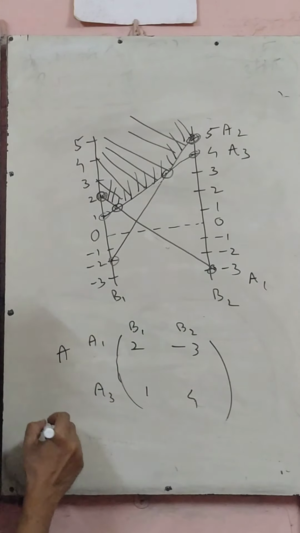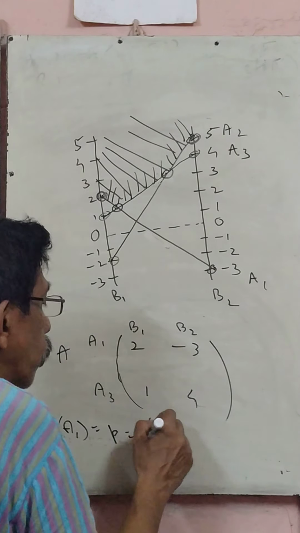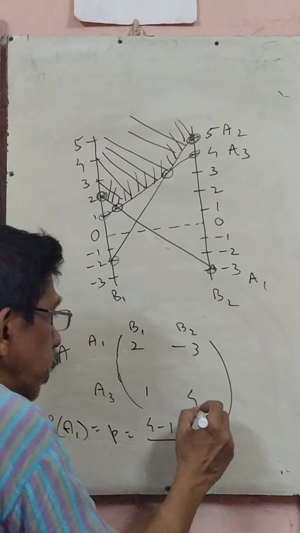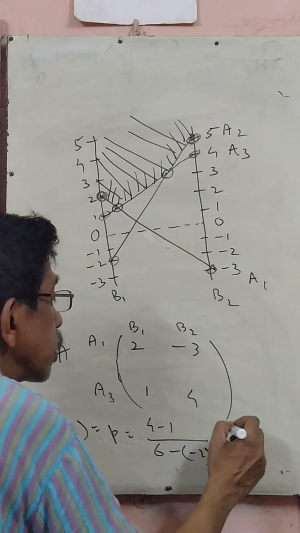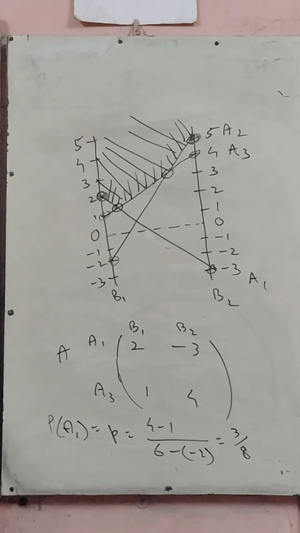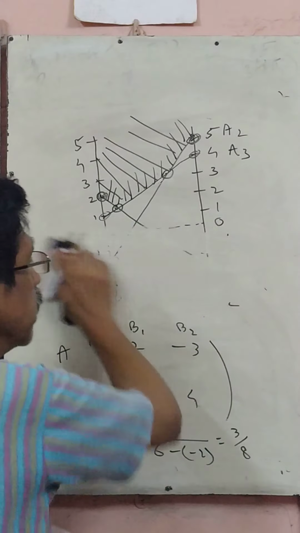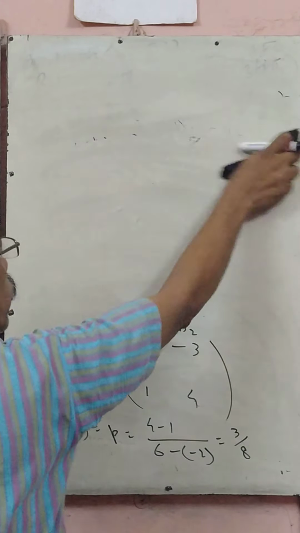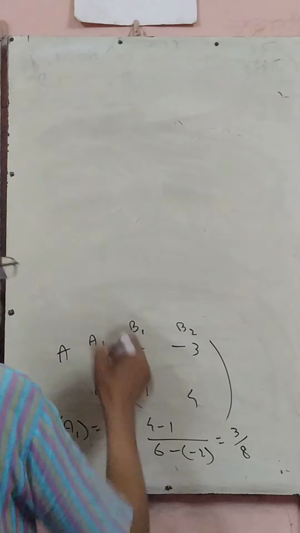Now we can solve. What is the probability of A1? That is P. Very simple. It is (4 minus 1) by (2 plus 4, 6 minus of minus 2). That is 3 by 8. This is the 3 by 8 probability. And the probability of the next one, I am just now removing because you have already achieved our target. No more graph is now required. Whenever you have identified those two columns, no graph is required.